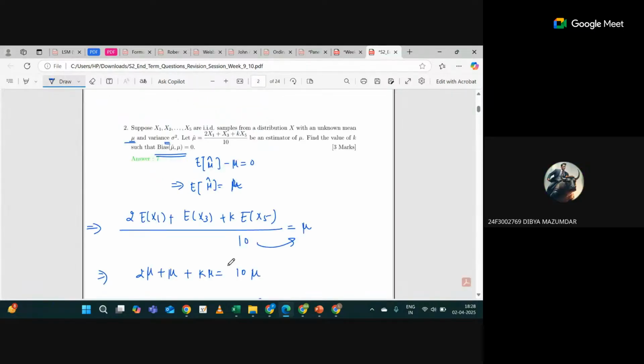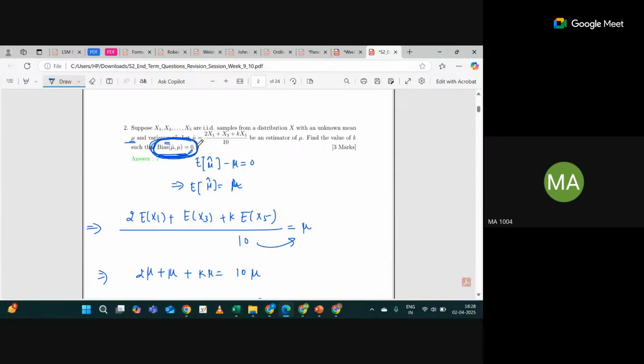Yeah, what is your question? Sir, when we check for biasness, then it should not come as expectation of x1 minus mu should not be equal to 0. No, the value of mu should be a multiple of something. This is given already. I'm using this information from the question itself.